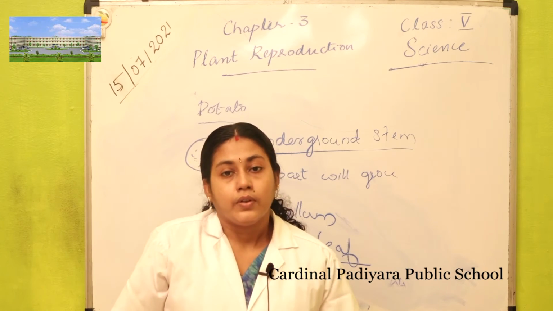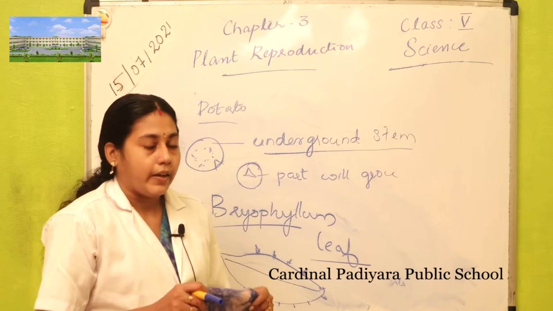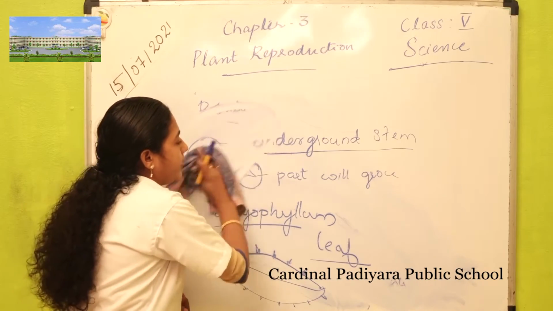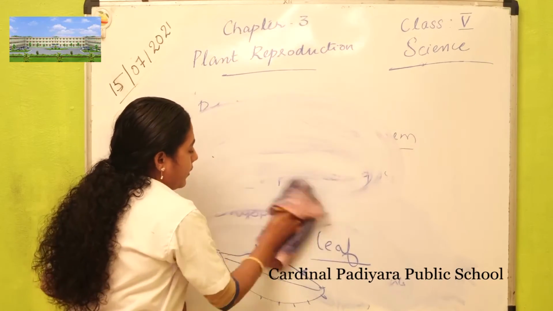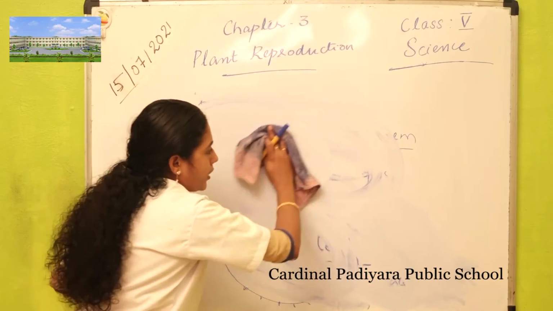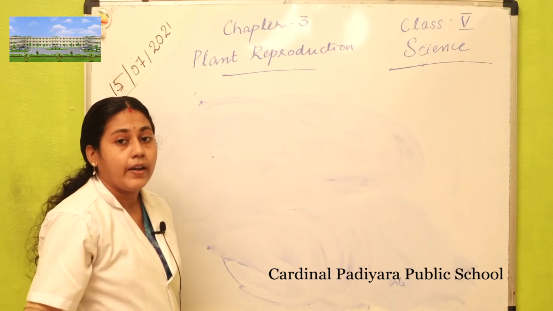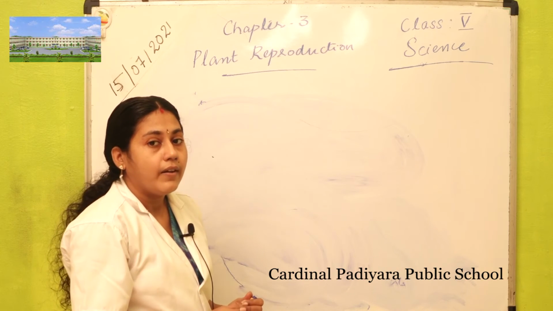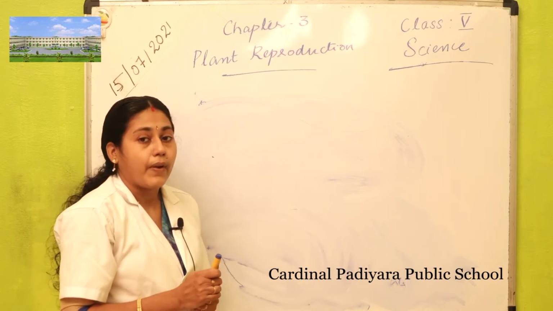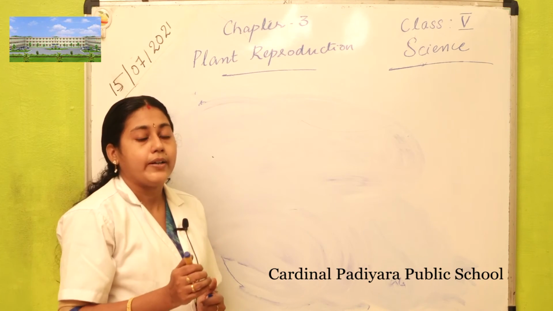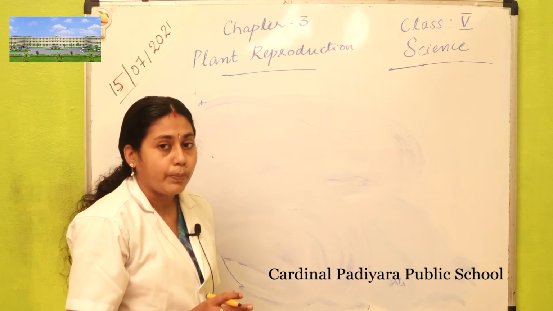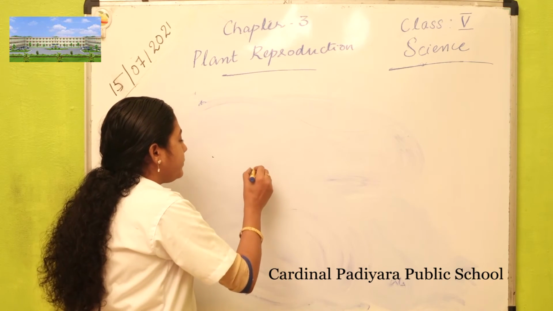So, to study reproduction, we have to study the structure of a flower. Before the production of fruit and seed, a plant produces what? A plant produces flowers. And when the flower blossoms or opens, it becomes ready to produce a fruit.